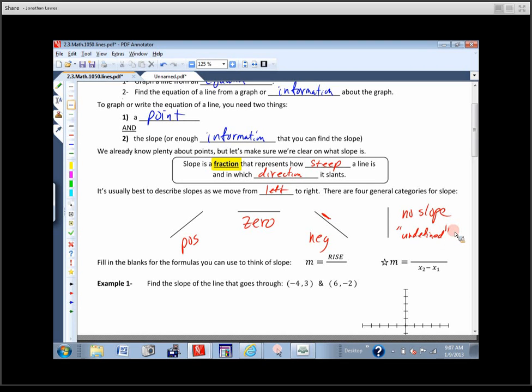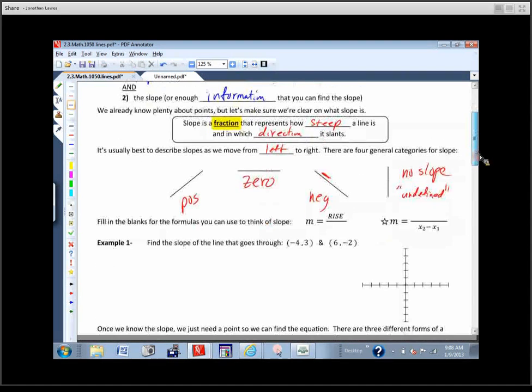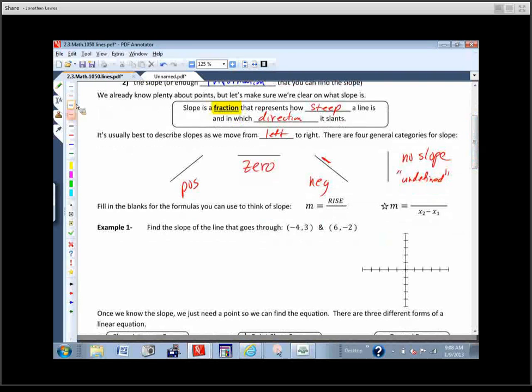Now, there are a couple different ways that we can think of slope. There are a couple formulas. The first one is a little bit more graphic orientation. It's the rise over the run. And the rise is whether you go up or down, and the run is whether you go right or left. So if we were to write down, it is. Here, you'll need these.